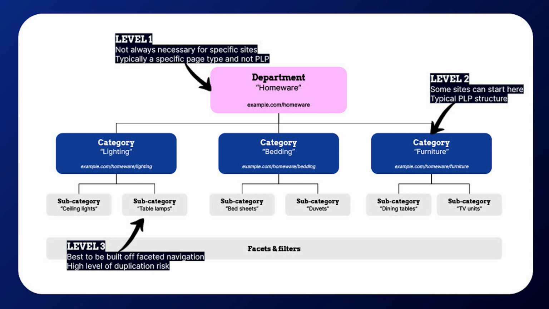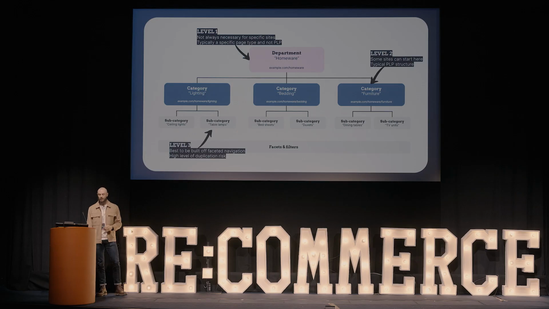So just to recap, level one, we've got the department pages. Bear in mind, these are just level names that I've given to it. It's not an industry standard thing. You can name them whatever you want. Level one, we have department pages, not always necessary for niche sites. And it's a unique page type. I'm sure you all know this, department page type, not a PLP.